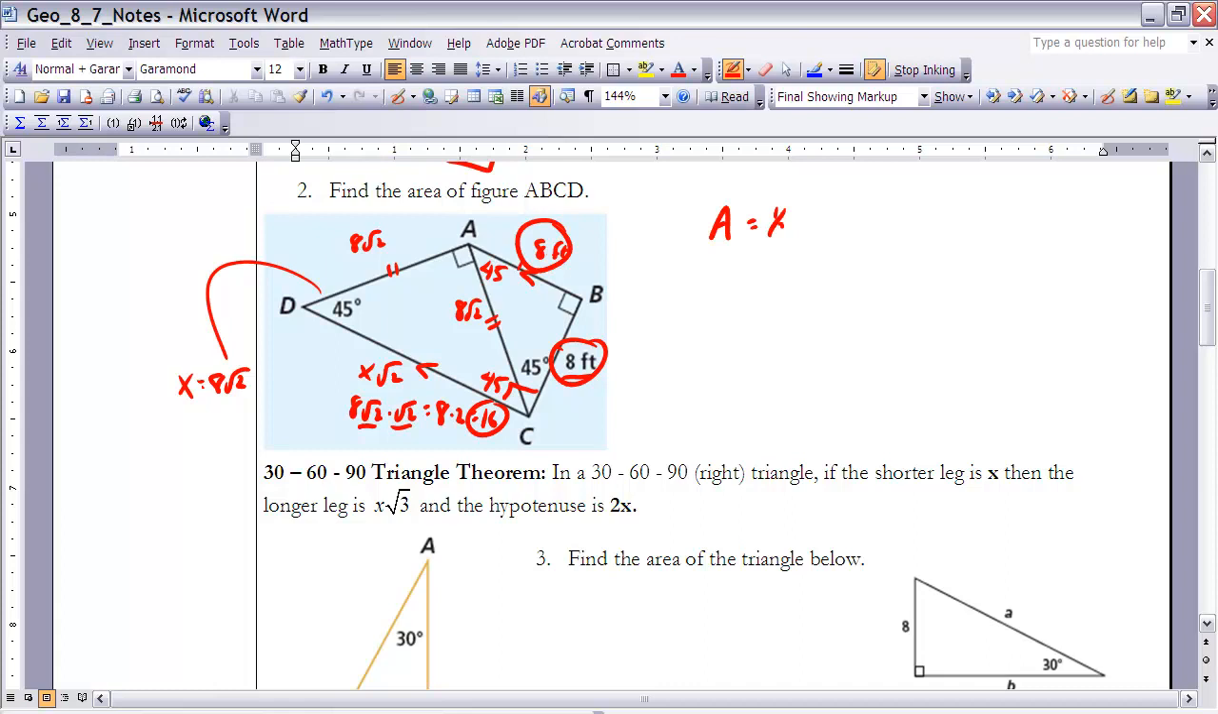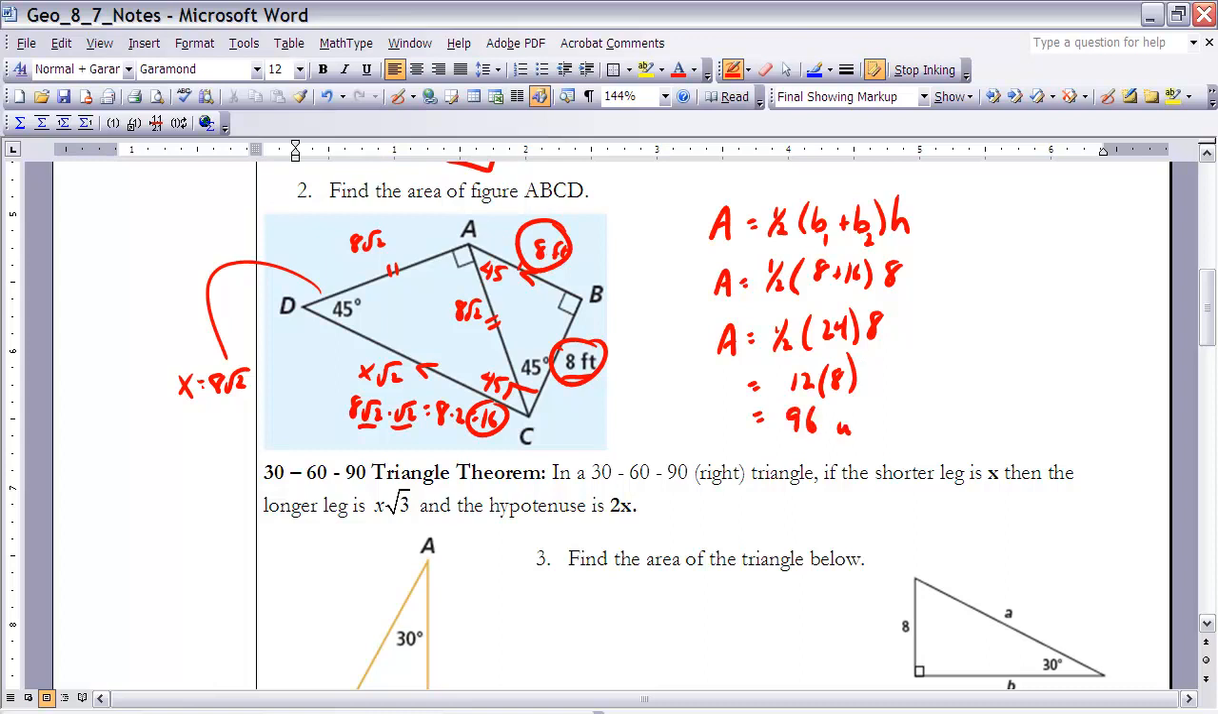Therefore, the area of that trapezoid is equal to 1/2 (B1 plus B2) times h. So the area is equal to 1/2 times (8 plus 16) times 8. Well, 8 plus 16 is 24. So the area is equal to 1/2 times 24 times 8, which is equal to 1/2 times 24, or 12, times 8, which is equal to 96 square units.